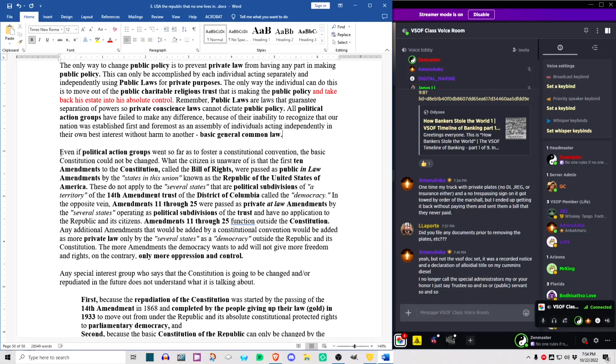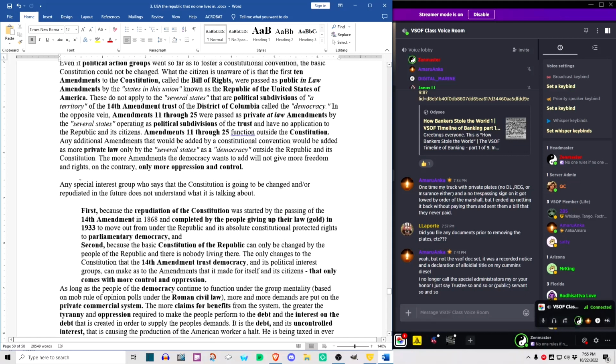So, in the opposite vein, Amendments 11 through 25 were passed as private at-law amendments by the several states operating as political subdivisions of the trust and have no application to the Republic and its citizens. Amendments 11 through 25 function outside the Constitution. Any additional amendments that would be added by a Constitutional Convention would be added as more private law only by the several states as a democracy outside the Republic and its Constitution. The more amendments the democracy wants to add will not give more freedom and rights. On the contrary, only more oppression and control.